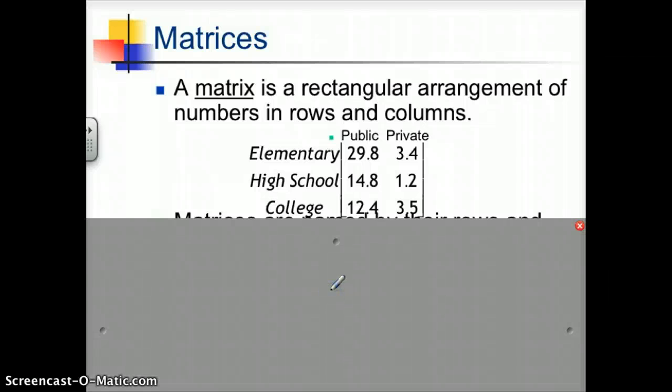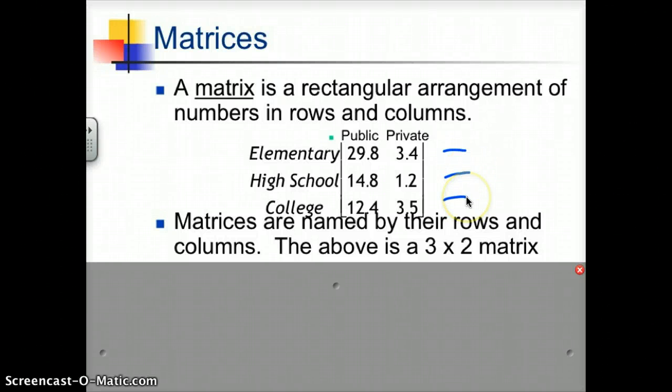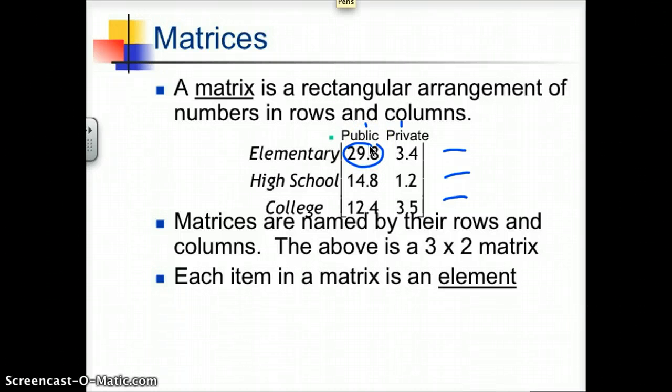When you name matrices by their size, you say rows first, then columns. So this matrix above has 3 rows, 1, 2, 3, and 2 columns, 1, 2. So we call it a 3 by 2 matrix. Each item in a matrix is called an element. So this 29.8, that's an element. The 1.2, that's an element.